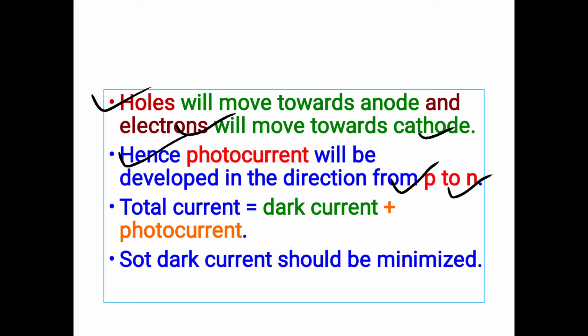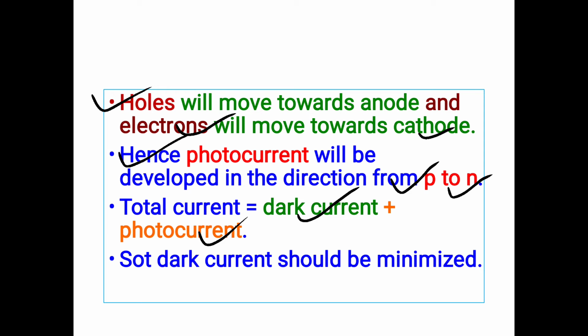So the total current inside the photodiode that is created will be equal to the dark current plus the photocurrent. So what is dark current? Dark current is a very small current when the photodiode is connected in reverse bias condition and there is absence of photon energy. Even then, a small current is generated in the reverse bias condition, and that current is known as dark current.